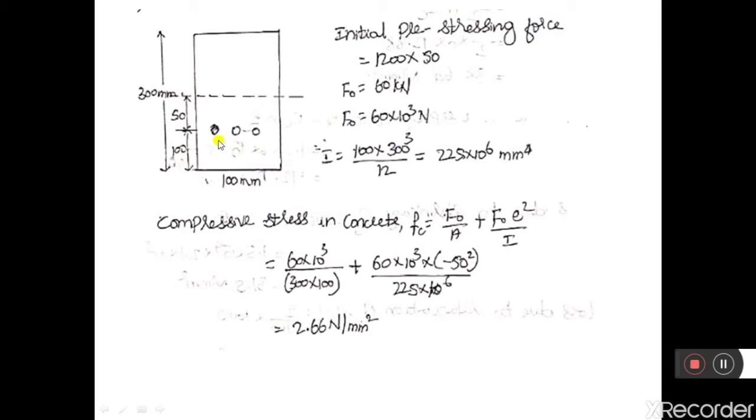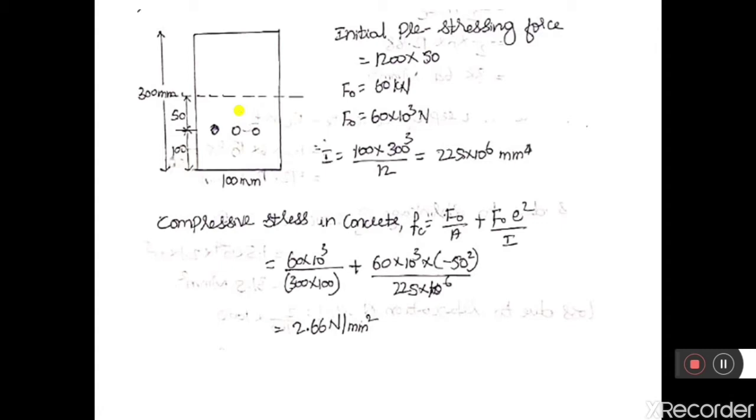It is given that there are 3 cables, 1, 2, 3, and these 3 cables are located at a distance of 100 mm from the soffit of the beam. This is the bottom of the beam, or soffit of the beam. From the soffit, the cables are located at a distance of 100 mm. Therefore, the eccentricity of the cables will be 50 mm. The distance between the CG of the member and the CG of the cable gives us the eccentricity, that is 50 mm.